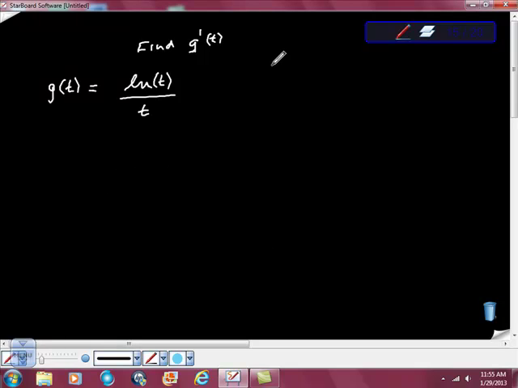So here's the next one really quickly. This one is really easy. You just have to see your way through this a little bit. What rule is this? Quotient. This is quotient rule. Good job. So I'm just going to set that up and say that g prime at t is equal to what?